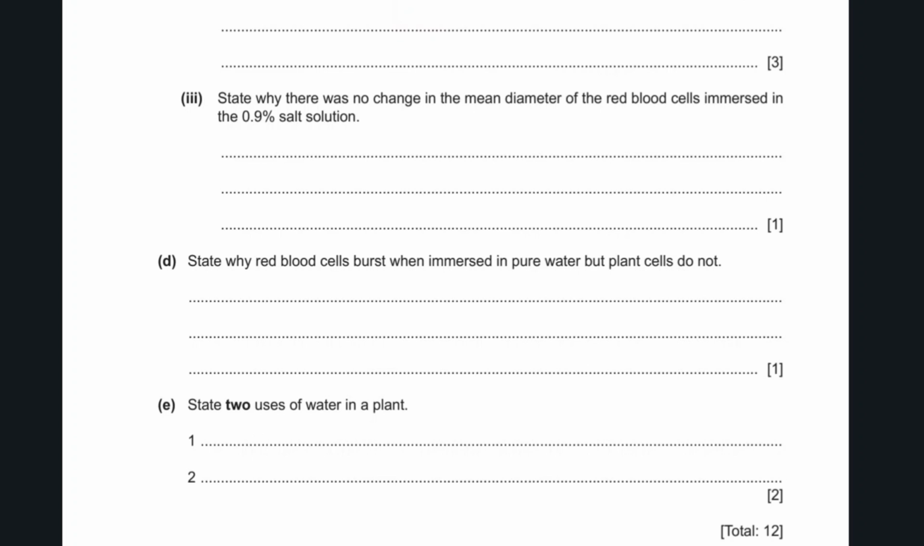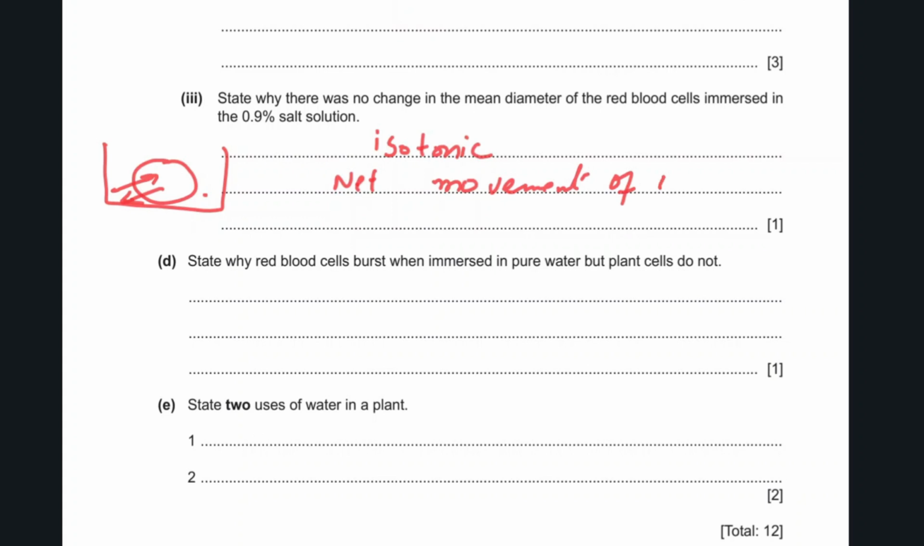State why there is no change in the mean diameter of RBC immersed in 0.9. If the water potential outside and inside the RBC is the same, movement in and movement out is the same. This type of condition is called isotonic. Why? Because the net movement of water in and out of the cell will be the same.